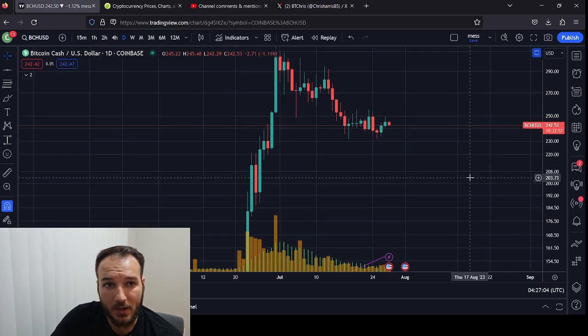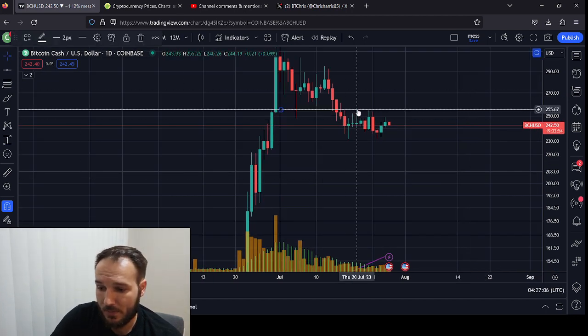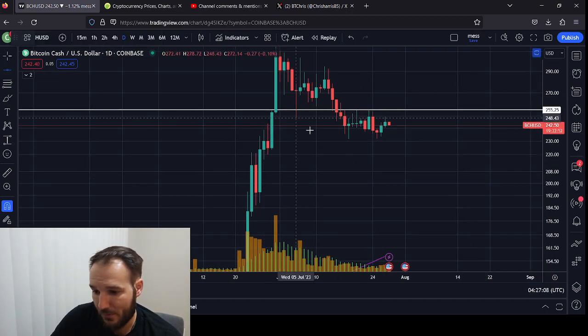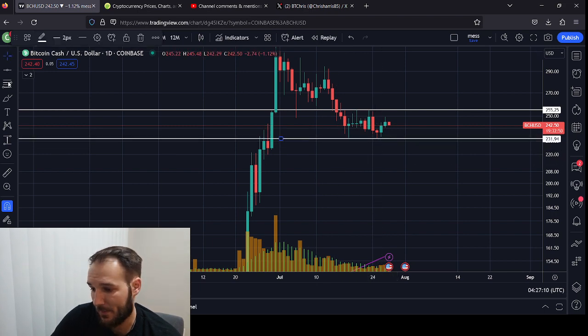If we break above this level, it's bull time. If we break below this level, it's bear time. And until then, it is ping pong time.